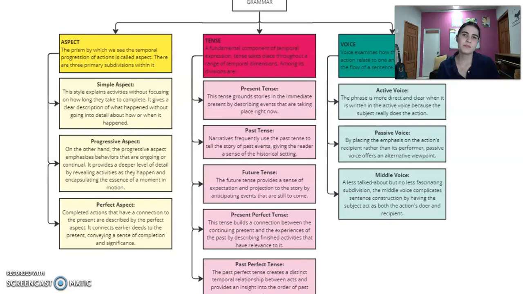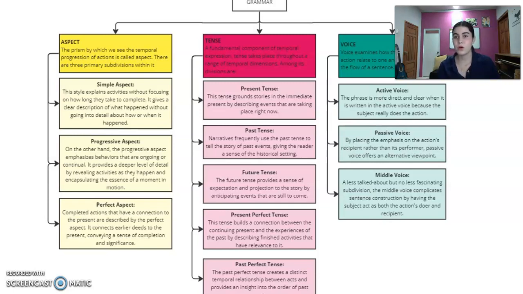And then we have the past perfect tense. The past perfect tense is going to create a distinct temporal relationship between acts and provide insight into the order of past events. And finally, we have the voice. The voice is going to examine how the subject and the action are related to one another and the influence this has on the sentence.